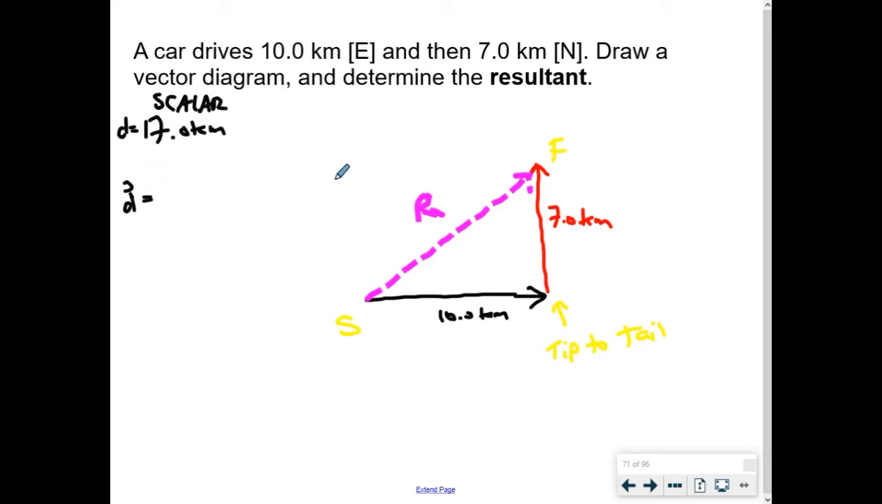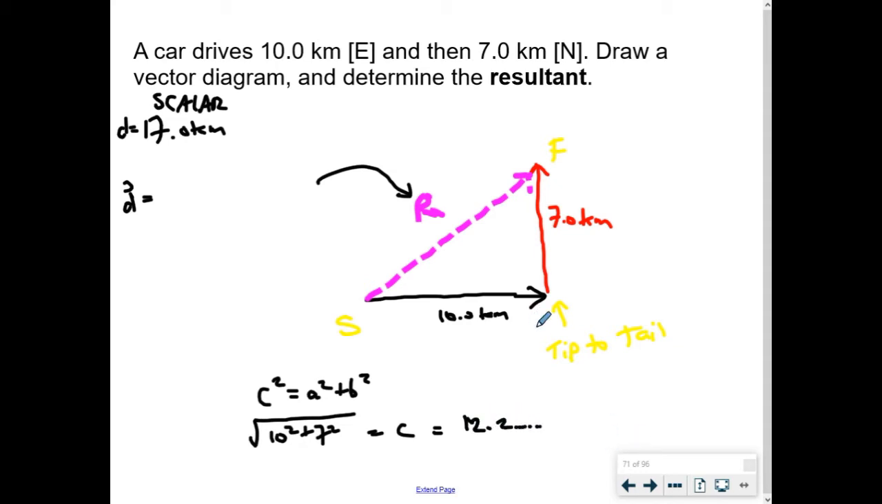But if we do care about direction, we need to care about, from start to finish, where do we finish up? So here's where we have to use those math skills. You're going to have to use c squared equals a squared plus b squared, and you're going to have to solve. So this is going to be the square root of 10 squared plus 7 squared. That will be your hypotenuse. So calculator time: 10 squared plus 7 squared, all square rooted, and I got 12.2 or so. We still have to do sig digs, which means that 7.0 has 2 sig digs. So we're going to say this is 12 kilometers. It means that we actually only went 12 kilometers from start to finish.